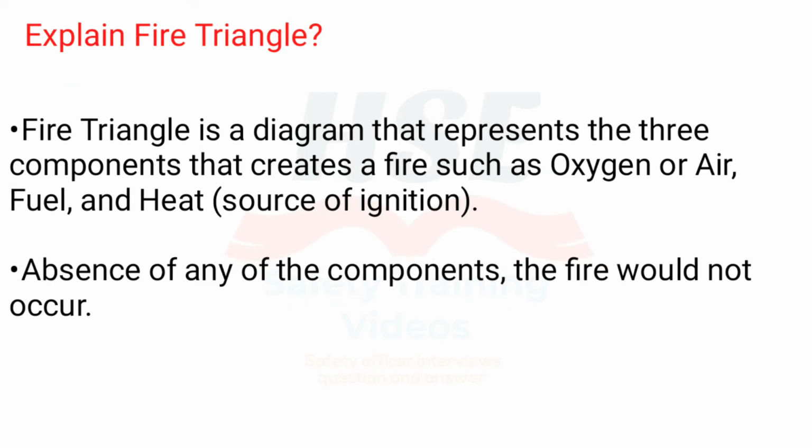Explain fire triangle. Fire triangle is a diagram that represents the 3 components that create a fire, such as oxygen or air, fuel, and heat, the source of ignition. In the absence of any of the components, the fire would not occur.